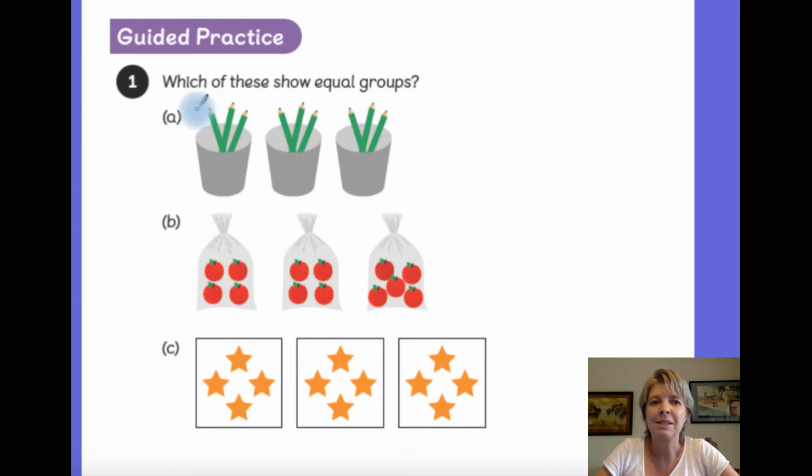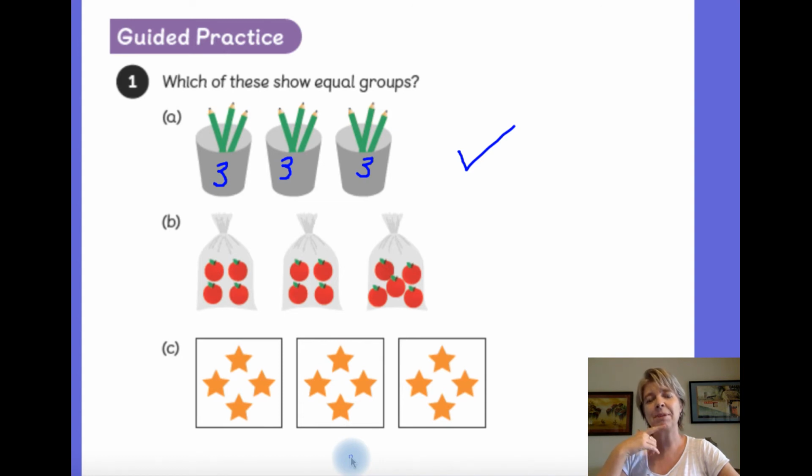The question here is, which of these show equal groups? How many pencils in this pot? How many in this pot? How many in this pot? Are they equal? Yes. What about the apples? Is there the same number of apples in each bag? What about the stars? Are there the same number of stars in each square? Do you need to count them, or can you just see by looking at the pattern that it's the same?